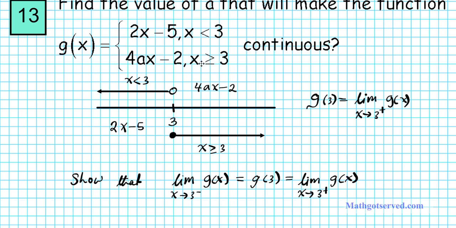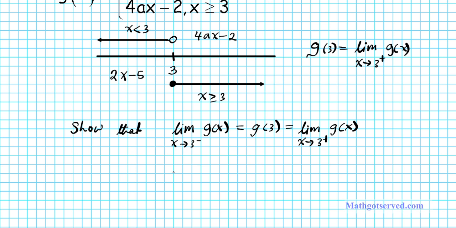Now since x equals 3 is included in the function on the right hand side, these two are exactly the same, so it will suffice for us to just show that the limit as x approaches 3 from the left of the function g of x is equal to the limit as x approaches 3 from the right of the function g of x. Okay, so let's go ahead and set up an equation using these limits, and then when we solve it, we can determine what the value of a is.